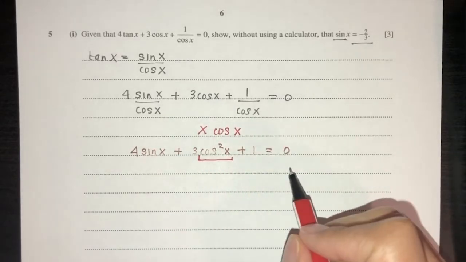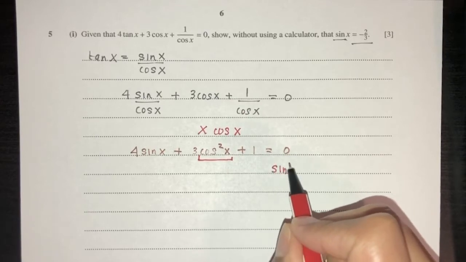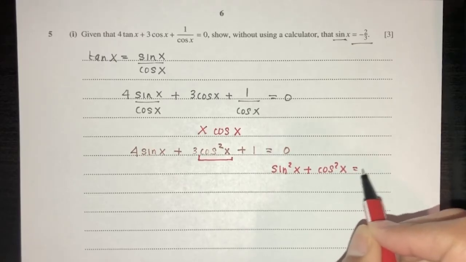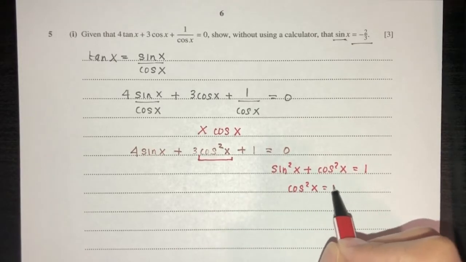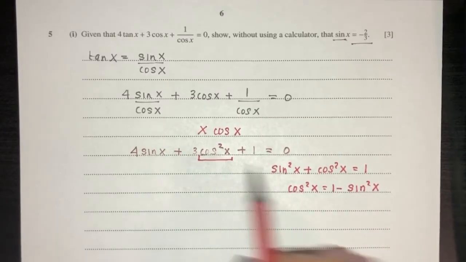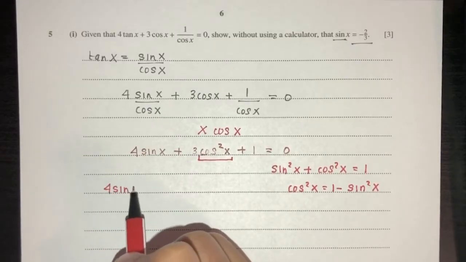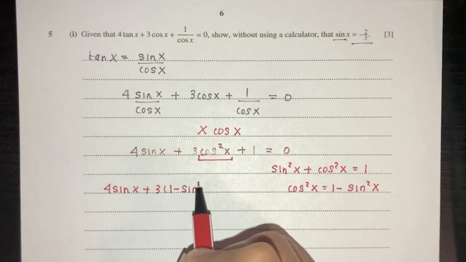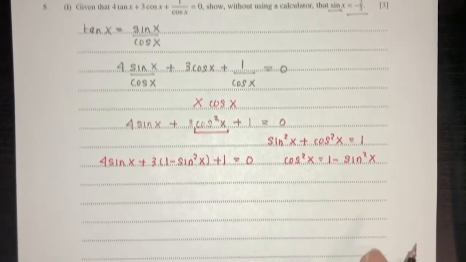Now you realize here we have cos squared x, but your answer needs to be only in terms of sin x, so we have to transform this into something in terms of sine. From our list of formulas, we have this identity that we can use: sin squared x plus cos squared x is supposed to give you 1. Which means cos squared x is equal to 1 minus sin squared x. So we replace this in your main equation. So you will have 4 sin x plus 3 times (1 minus sin squared x) plus 1 equal to 0.